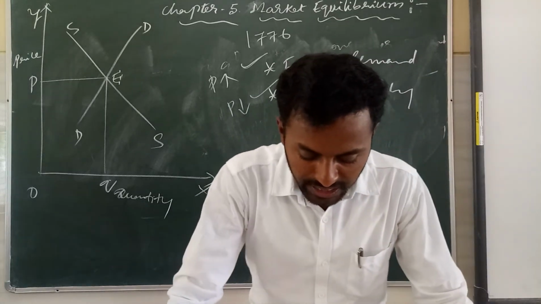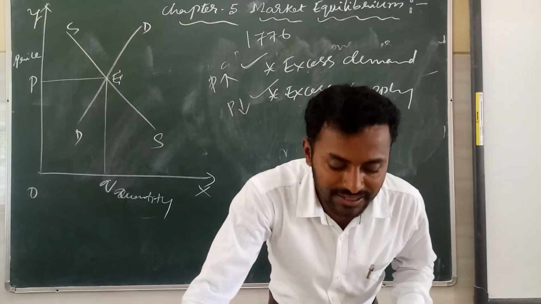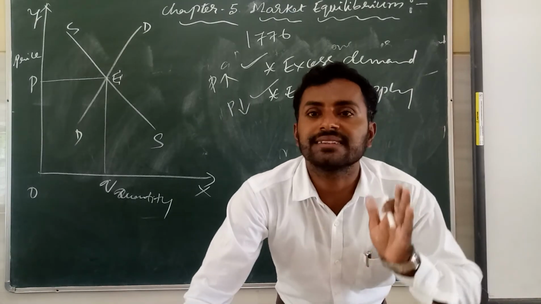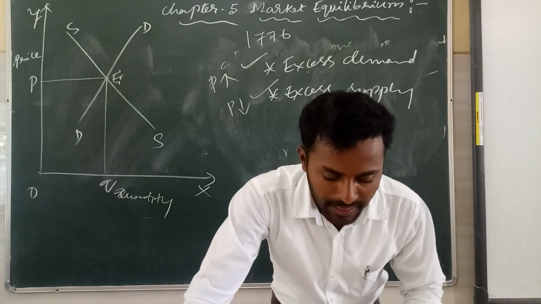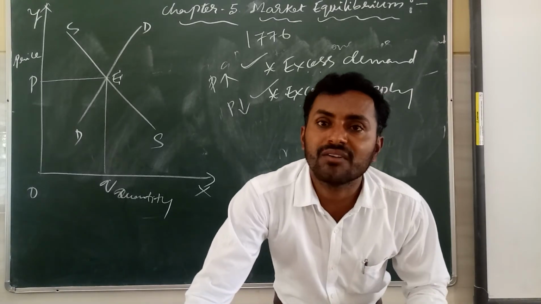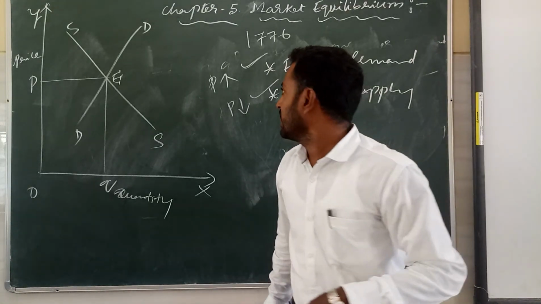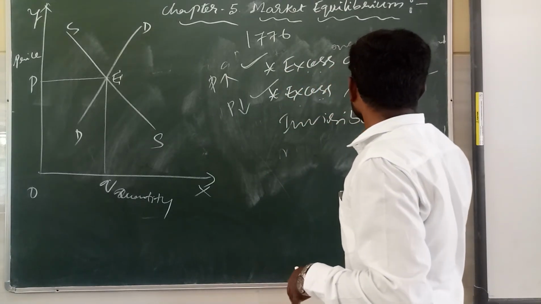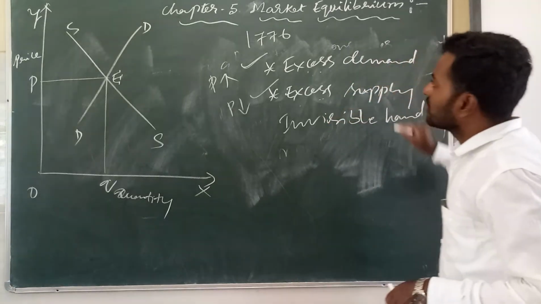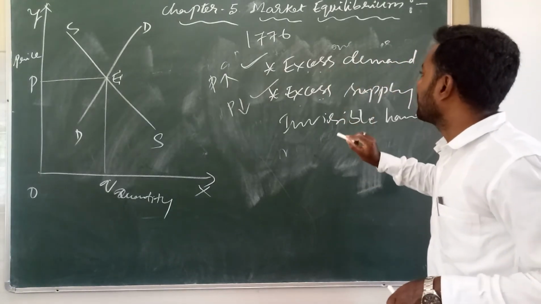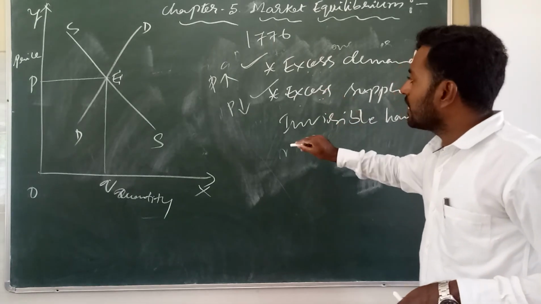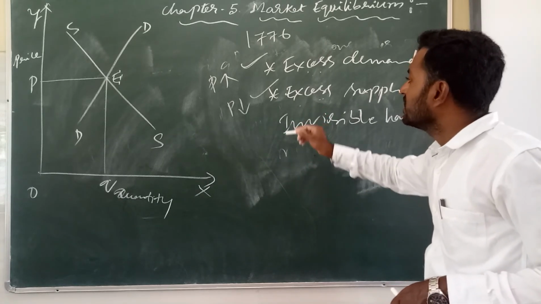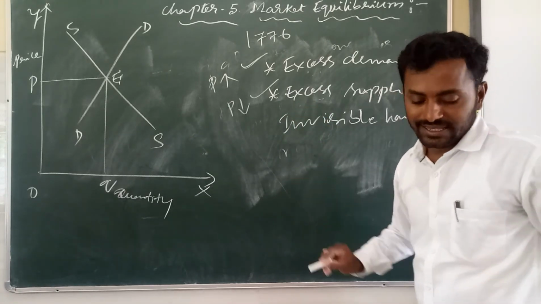Our intuition also tells us that this invisible hand should raise the prices in case of excess demand and lower the prices in case of excess supply. The invisible hand should raise the price in case of excess demand, and in the same way decrease the price in case of excess supply.